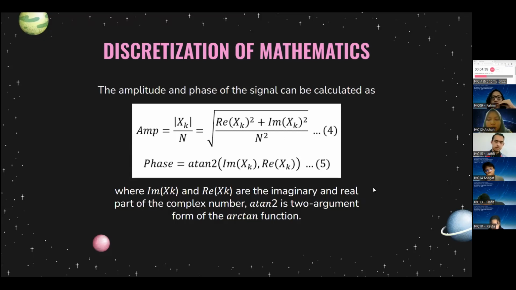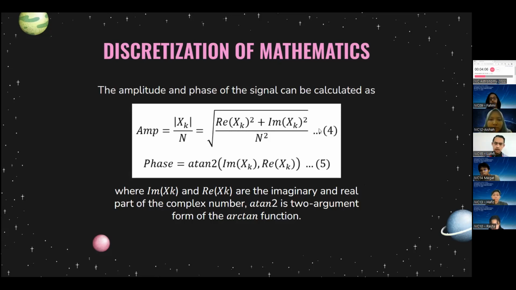So after we apply the DFT and get the result, we can get some information such as the amplitude and phase of the signal, which can be calculated using these two formulas, where imaginary X_k and real X_k are, like the name says, the imaginary and real parts of the complex number, and atan2 is the two-argument form of the arctangent function. This information will be very important for our next processing. Okay, next.